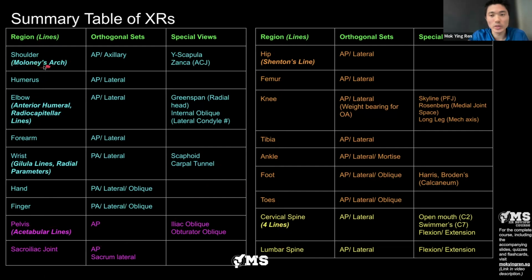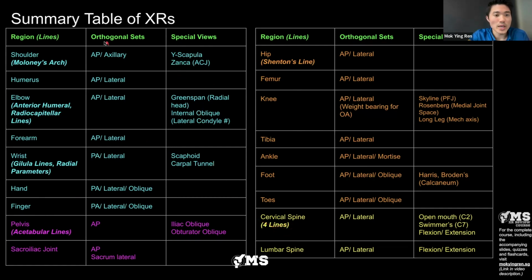Right, shoulder, Maloney's arch, the anterior humeral and radiocapitellar lines in the elbow, especially in the pediatric case, the glenoid lines, the radial parameters, the rule of 11s, the acetabular lines, Shenton's line is the most important in the hip. Okay, going down we have the 4 lines, the vertebral alignment, that is crucial. Of course, they can also evaluate for the soft tissue, but that is not directly important in the orthopedic setting.